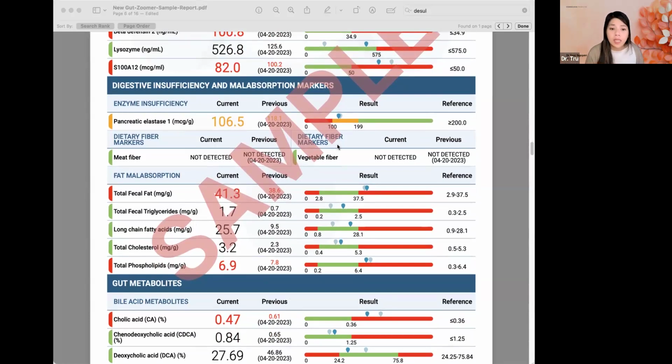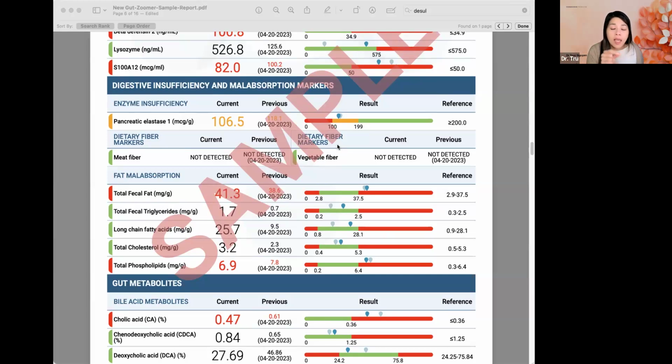Now, fecal pancreatic elastase is a marker that is not broken down in the digestive tract and can be measured in the stool when you have normal pancreatic function. The level in the stool is decreased when you have a decrease in elastase production.